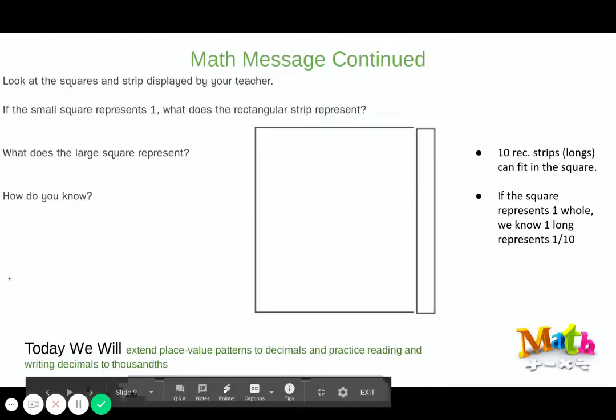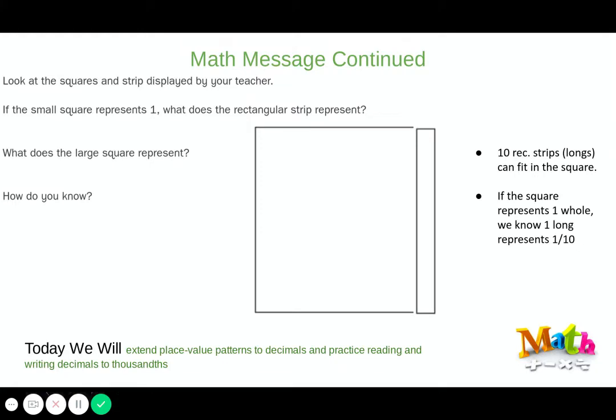In this image here, we can see that if we were to place that rectangular strip, also referred to as a long, on top of the square, we can then conclude that we would need 10 rectangular strips to cover the entire square. So that means then that the rectangular strip, or long, as it's called, is 1/10 of the value of the one whole square.